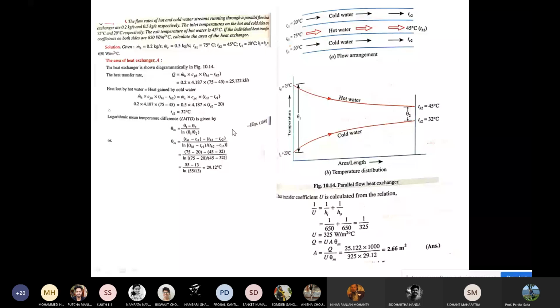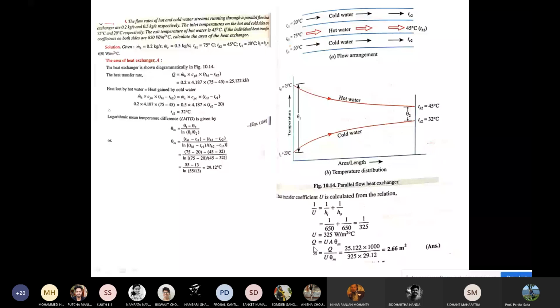So familiar with this terminology. So you just put this value and calculate theta m. And then the heat transfer coefficient U can be calculated from the relation 1 over U equals 1 over HI plus 1 over HO. So HI and HO are same. It's been given, right? For 650, I guess both sides given. So U is actually calculated as 325 watt per meter square C.